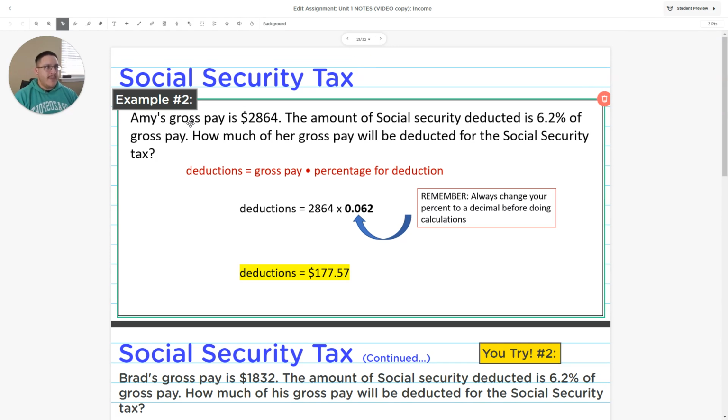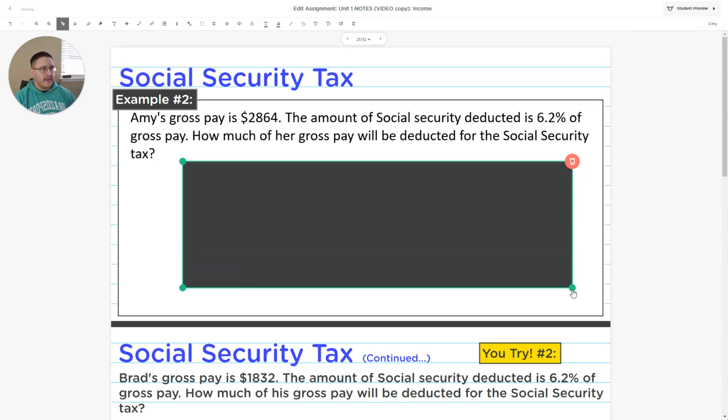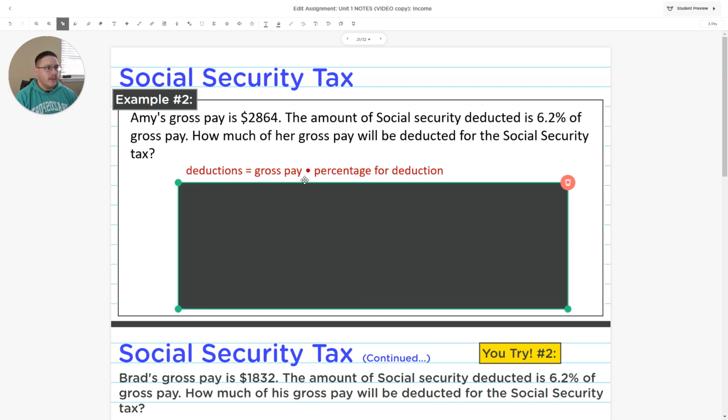Example 2. Amy's gross pay is $2,864. The amount of Social Security deducted is 6.2% of gross pay. How much of her gross pay will be deducted for the Social Security tax? So deductions is the gross pay times the percentage of that deduction.